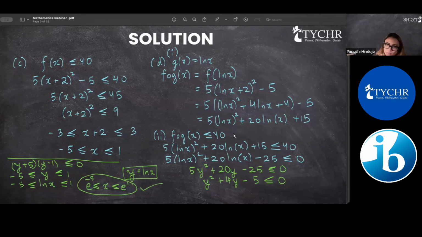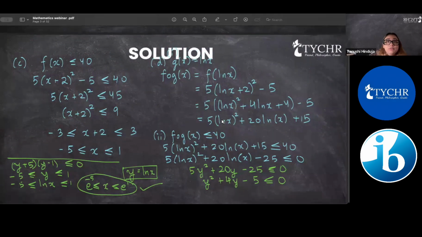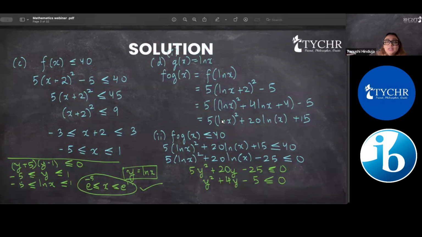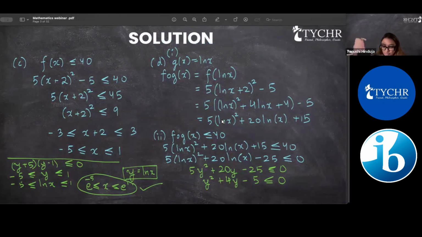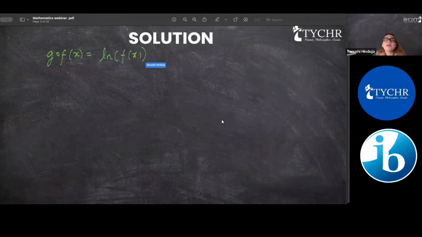All right, I think we have one more part left here. It's asking for the domain of g of f. Okay. So initially we were working with f of g. Now we have to find the domain of g of f. So we'll have to first find that function out. All right. So g of f of x, that's going to be ln of f of x. So if I have log of anything, we know that I cannot put negative values.